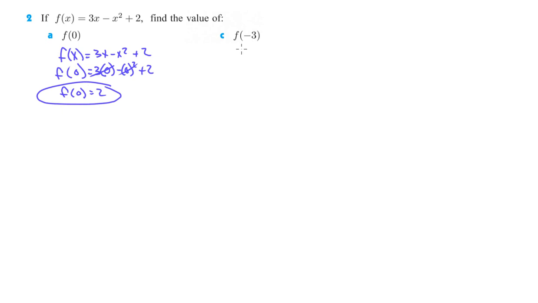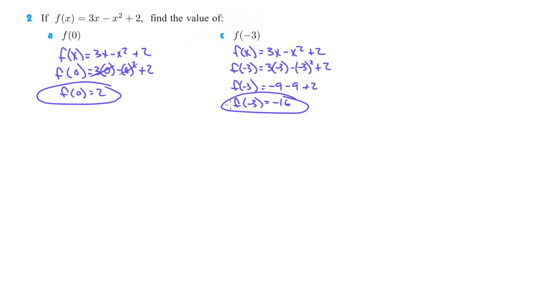Okay, for this one over here, f of negative 3. So again, I still have f of x equals 3x minus x squared plus 2. So now I want f of negative 3. So that's going to be 3 times negative 3 minus negative 3 squared plus 2. So 3 times negative 3 is negative 9. Negative 3 squared is positive 9, and then you have to take the opposite of that, so that's negative 9 plus 2. So that means that f of negative 3, negative 18 plus 2, is negative 16. Okay?